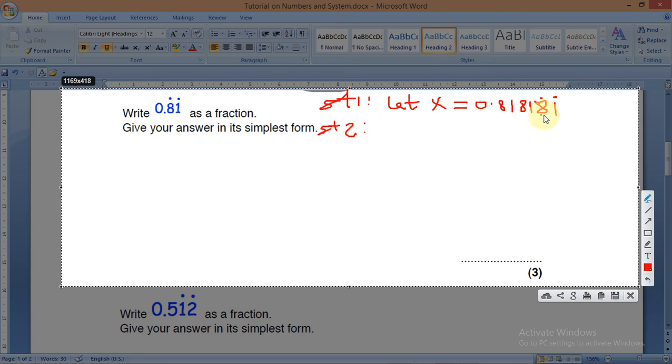Now the recurring digit here, we have 2 recurring digits, then you multiply by 100. If it is 1 digit that is recurring, then you multiply by 10. If you have 3 digits recurring, then you multiply by 1000. If you have 4 digits recurring, then you multiply by 10,000, because 10,000 has 4 zeros. So now since I have 2 digits recurring here, then I'm going to multiply by what?